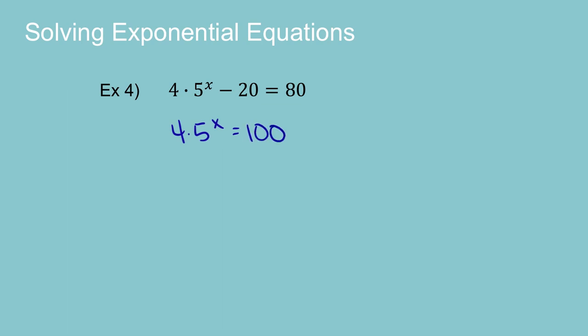Then I will divide both sides by 4, because 4 in this case is not being raised to the x. 4 is being raised to the first power. So I'm going to divide both sides by 4. And then I'm left with 5 to the x is 25. And now this isn't so bad. You don't need to really rewrite this with powers of the same base here on both sides. We know that 5 squared is 25, so x must be 2.